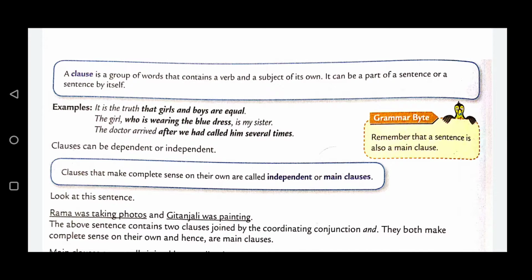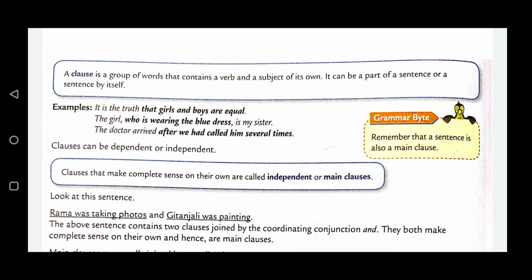Now let's learn about clause. A clause is a group of words that contains a verb and a subject of its own, and it can be a part of a sentence or a sentence by itself. It's very simple. When we learned about phrases, we saw that phrases do not have a finite verb; neither do they have a subject nor a predicate. But a clause is also a group of words that will contain a verb and a subject of its own. Now, a clause can either be a part of a sentence or the sentence itself.